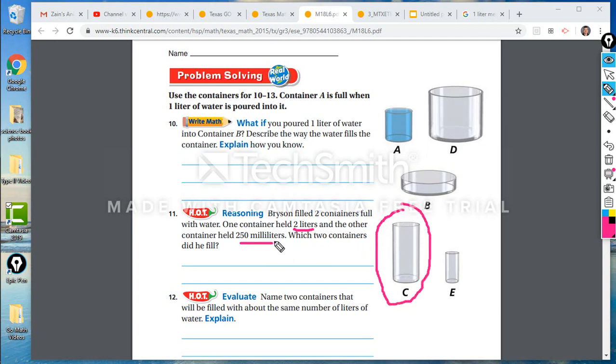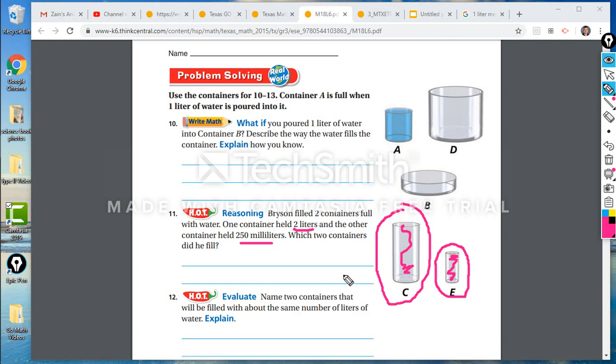And milliliters, well, this one's larger. These are about the same. This is way larger, so the only one that could hold the milliliters would be this one. Now, that's not to say that these can't hold milliliters, okay? But it says he filled them full. So that means they were full. So this one holds 250 milliliters. This one holds 2 liters. So C and E would be your choices, because when I compare to A, I probably could use 2 liters in here and fill it up, right? 2 liters wouldn't fit here because I know it would overflow, because I've already compared these two earlier.